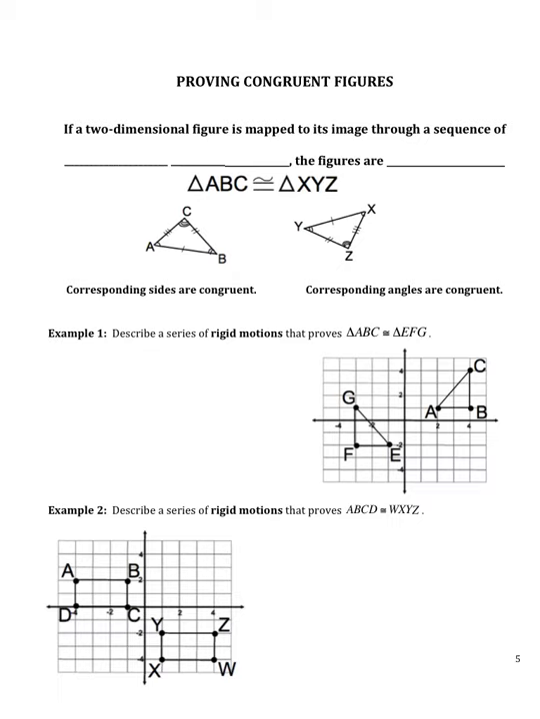If a two-dimensional figure is mapped to its image through a sequence of rigid motions, which is what goes here, then the figures are congruent. Congruent means that they are the same size and the same shape, and there's a symbol. This is the symbol for congruent, okay? And a rigid motion could be a translation, rotation, or reflection, because all three of those transformations preserve size and shape. That's what we're talking about here in this part of the unit, rigid motions.